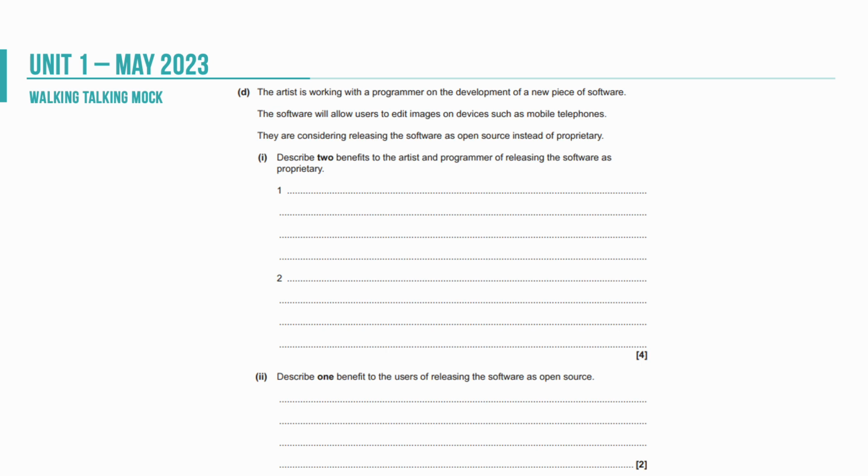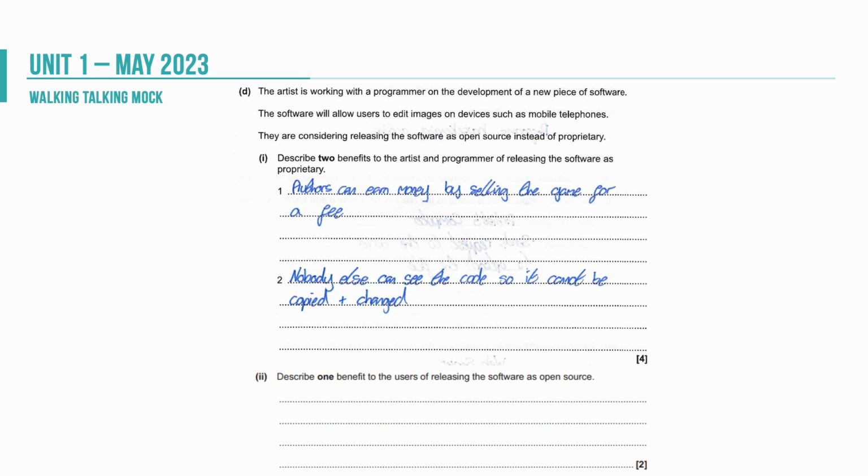We're then asked around some legislation, and we're asked around open source versus proprietary software licenses. I'm asked to describe 2 benefits to the artist and programmer of releasing software as proprietary. 2 benefits for 4 marks. I'm coming back to that. What's the benefit and why is that a benefit, or how is it a benefit? So for my first one, the authors can earn money.